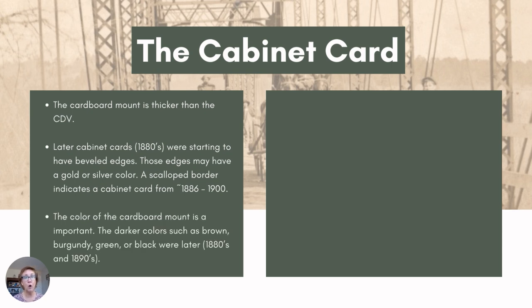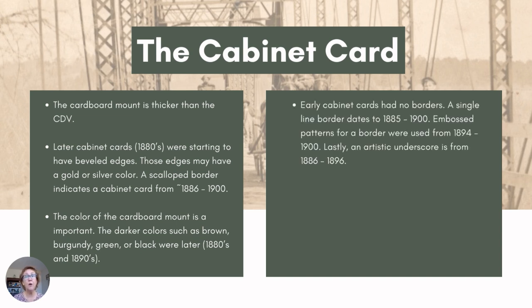The color of the cardboard mount is also going to give you some clues to dating that cabinet card. It's an important thing. The darker colors, those that might be brown, burgundy, dark green, or black, are going to be your later cabinet cards, so you're thinking more 1880s, 1890s. The earlier cabinet cards tended to be lighter in color. And also those early cabinet cards had no borders around them.